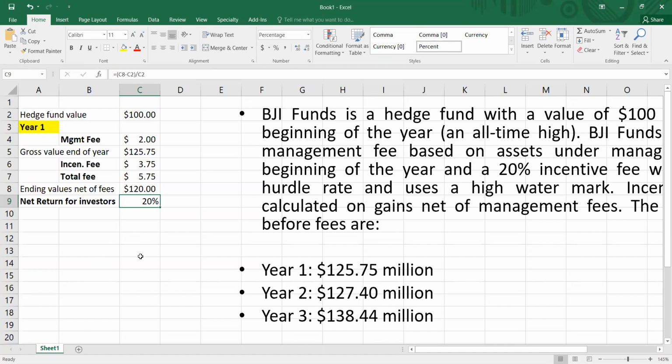This is estimation only for 1 year. And the question is asked to do this estimation for all the 3 years. Do you have any questions up to this point?